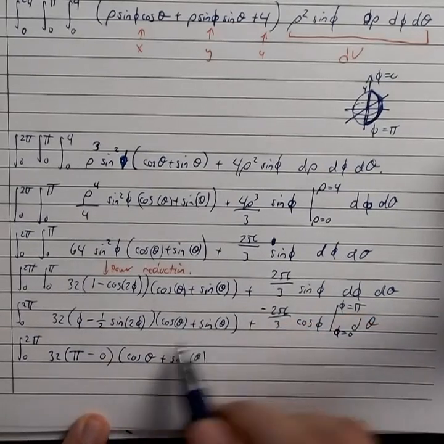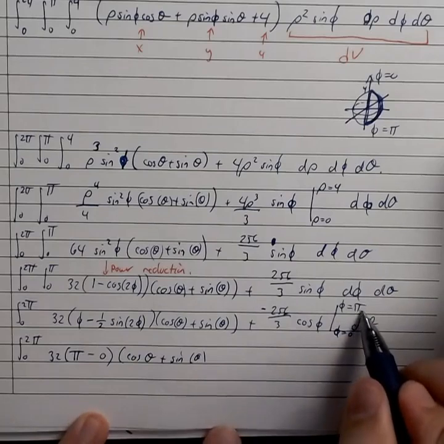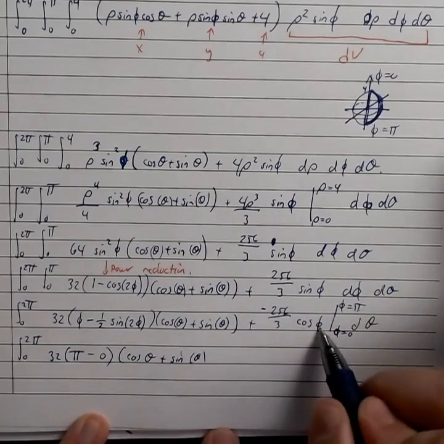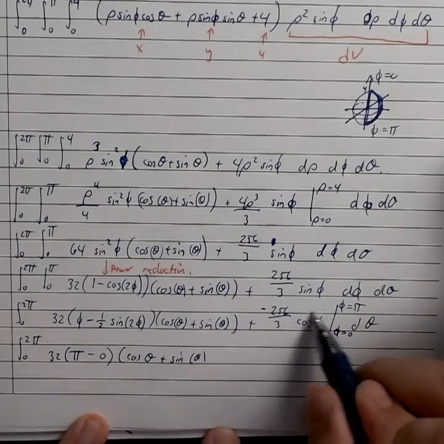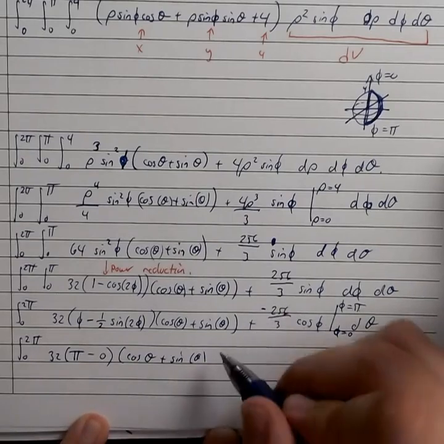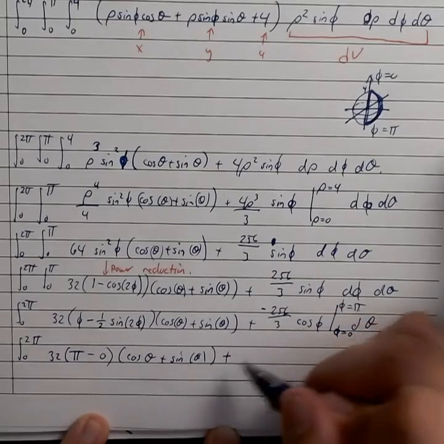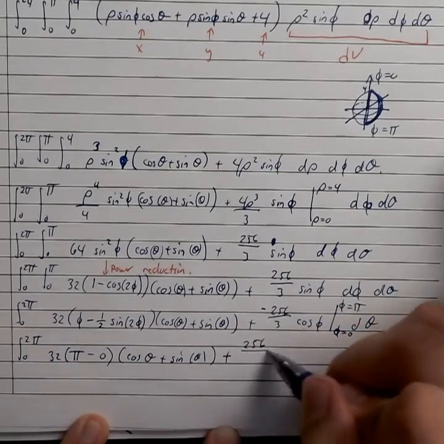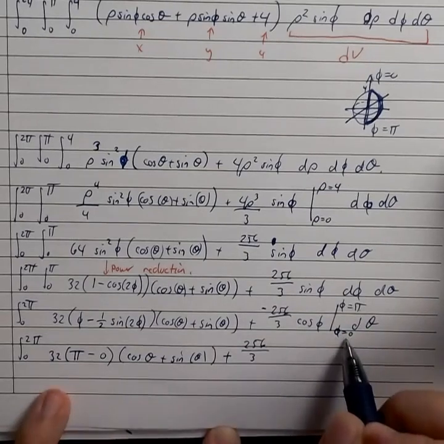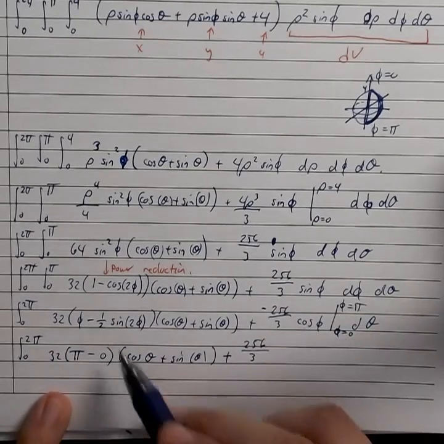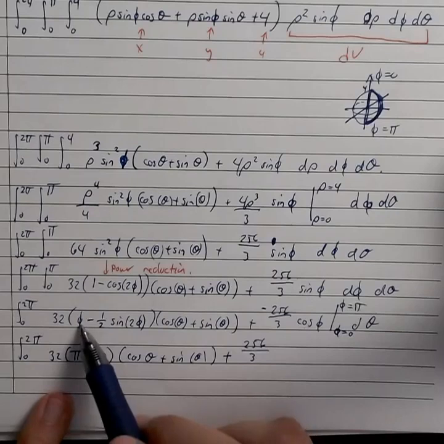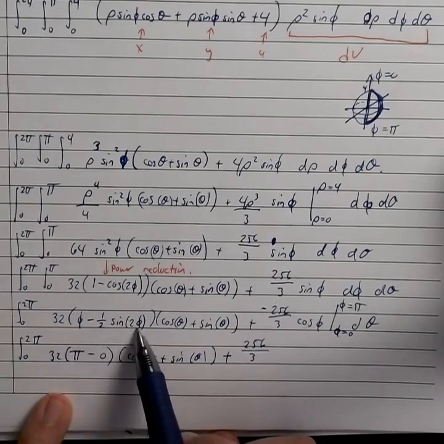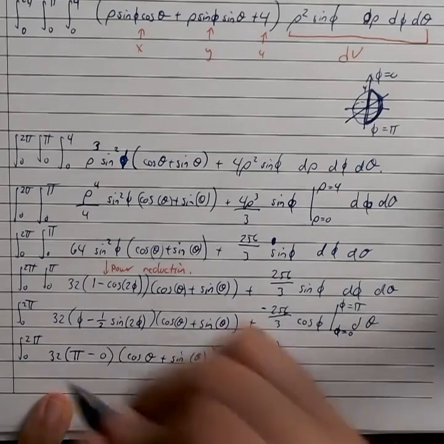Again, I'm plugging in for phi. Theta's not been touched. And then right here, I plug in cosine of pi, and the cosine of pi is negative 1. So that's negative 1 times negative 256 over 3. So that's going to become plus 256 over 3. Okay. Now let me plug in 0 into all of these. If I plug in 0 here, that's going to be 0. And that's going to be 0. Okay, so that's 0.